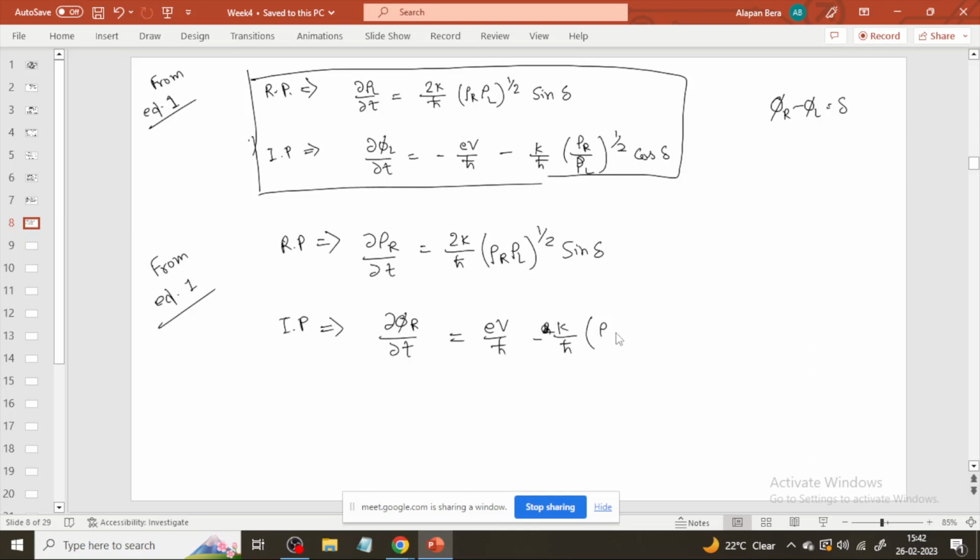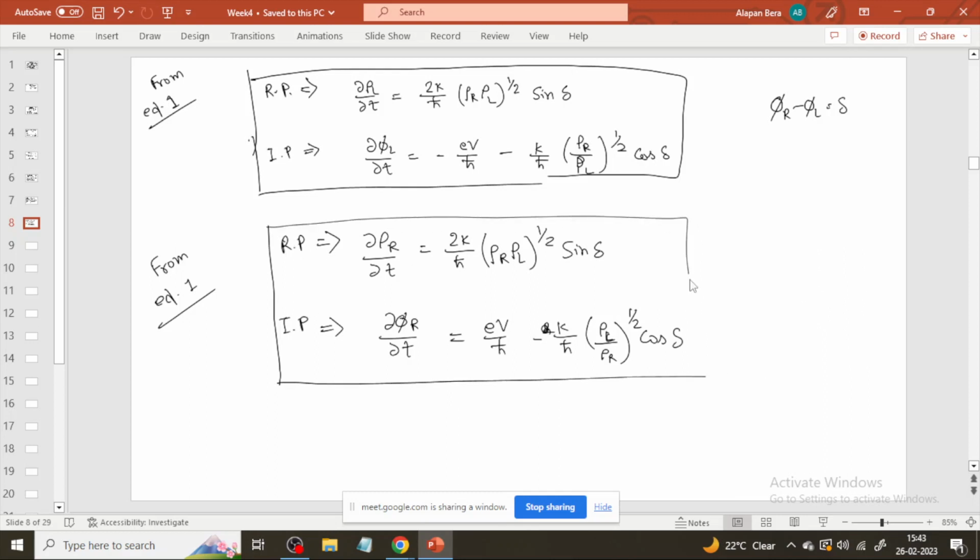We will get k by h cut rho R by rho R. This time rho R is in the denominator. Okay. So these are the equations that we will get from equation number 2. Now what do we get? So this is our, let's say, equation number 3. Equation number 4.